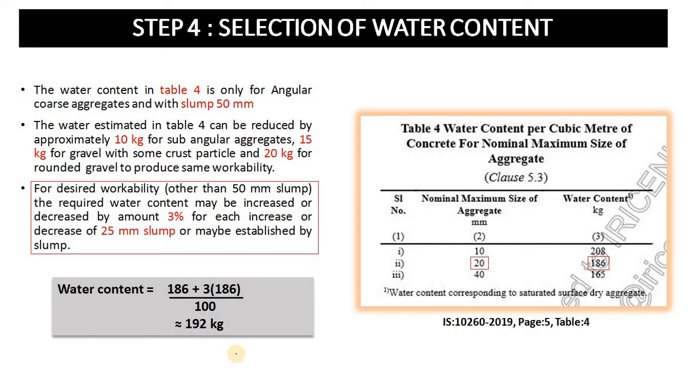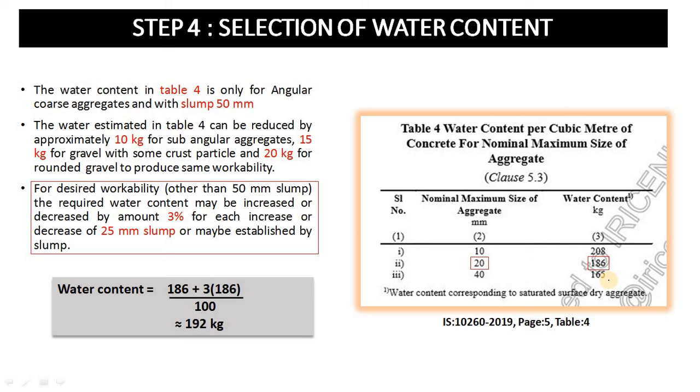So now the next step will be step number 4, the selection of water content. Here we will fix the water content. For that we have to move on to the IS 10262, page number 5, table number 4, where you will have the column of nominal maximum size of aggregate and the water content. The maximum size of aggregate we have provided is 20. Corresponding to it we have the water content as 186 kg.